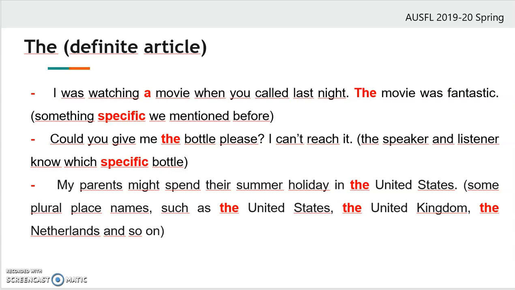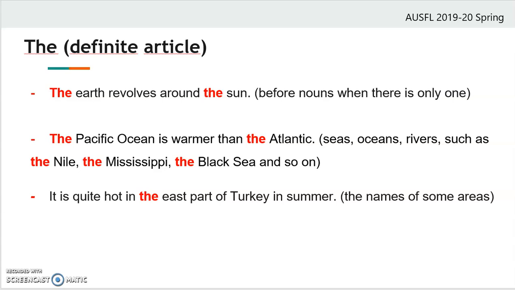We also use the when the speaker and listener know which specific object they're talking about. Like, could you give me the bottle? In this context, the speaker and listener know which specific bottle. We use the before some plural place names like the United States, the United Kingdom, and the Netherlands. Before nouns, when there is only one, we use the. Like in the example, the earth revolves around the sun.